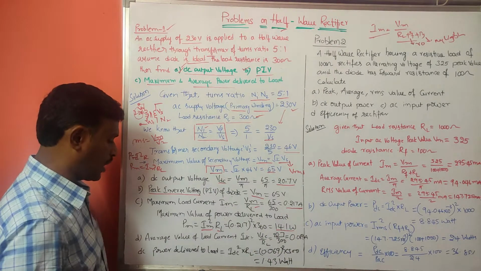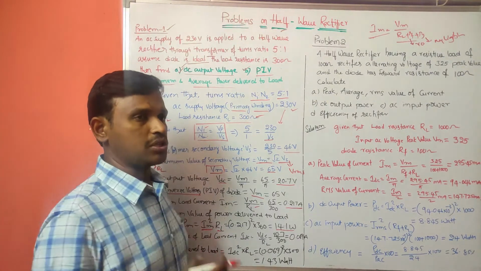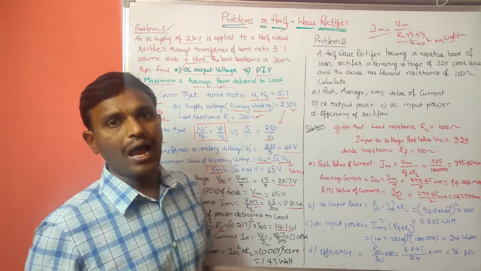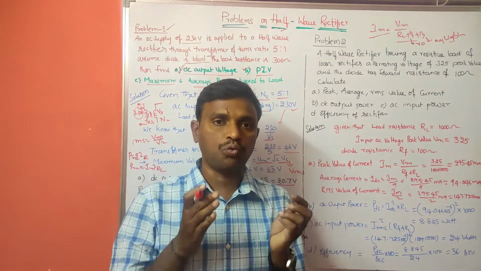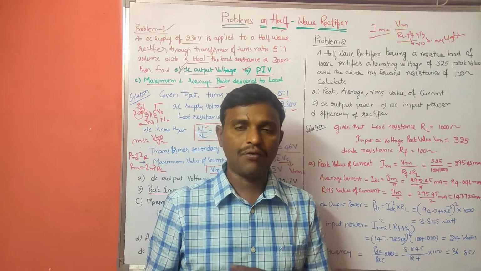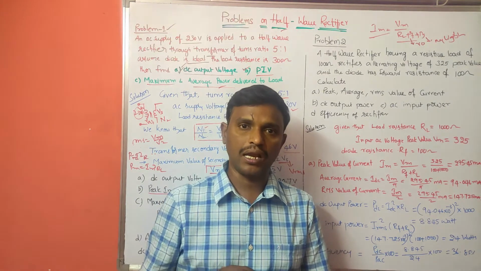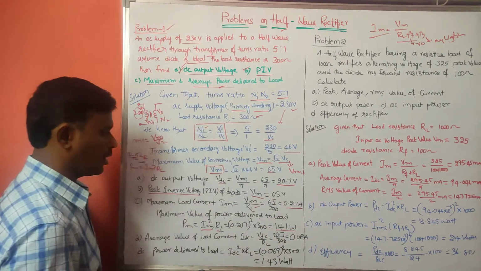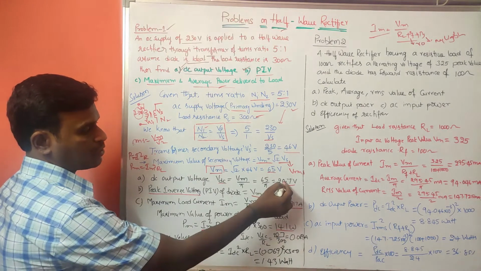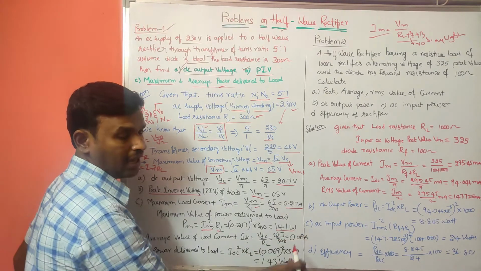Okay. So now, the average value of the load current. The next one is the average power delivered to the load. Average power delivered to the load means we have to find the average current. Average current is equal to IDC, and IDC is equal to VDC by RL. So VDC is 20.7 by RL, which is nothing but 0.069 amperes.